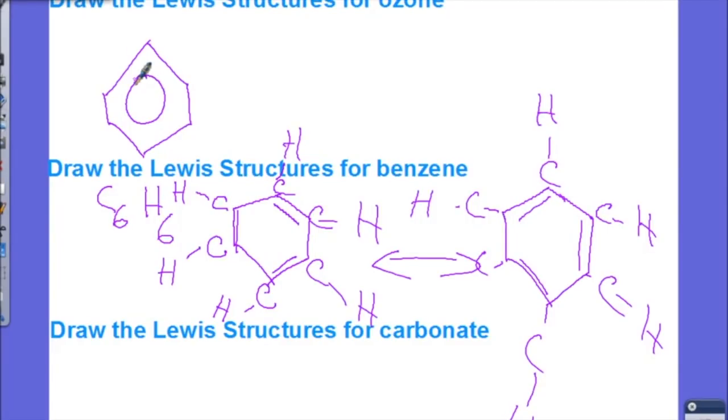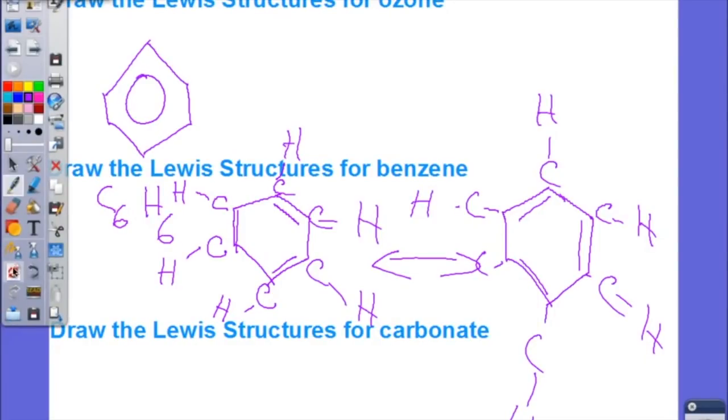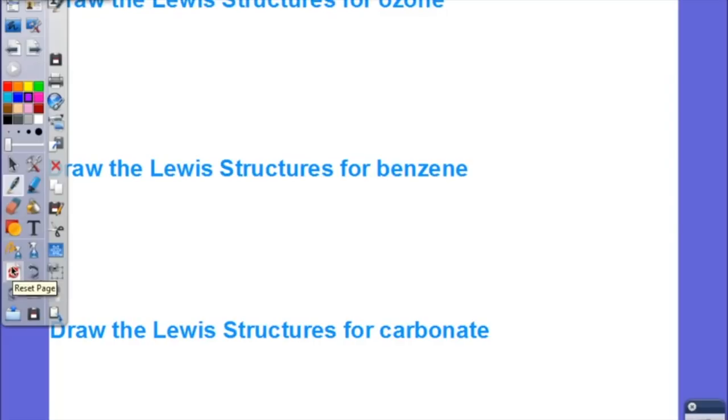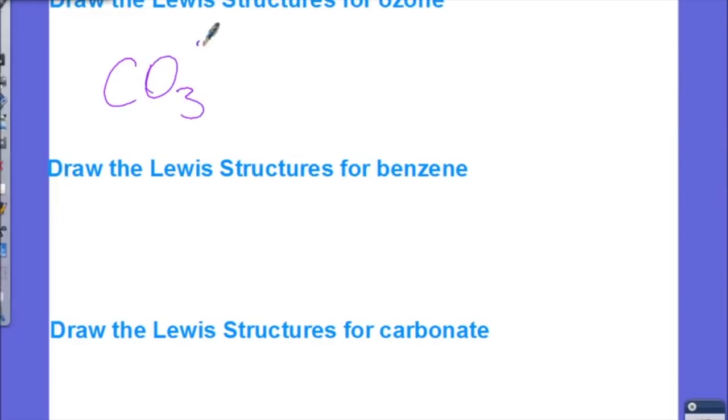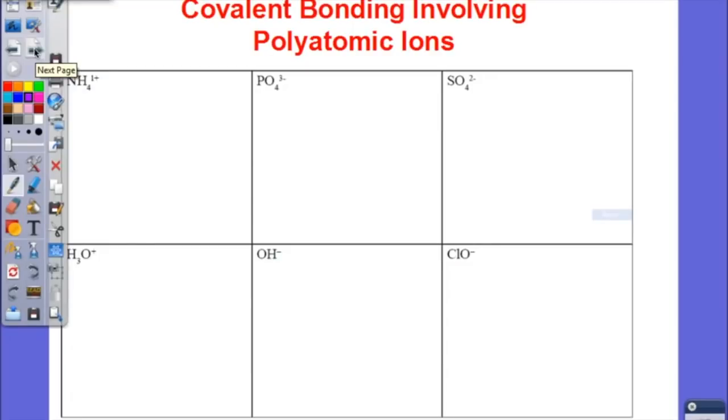Now, I'm leaving the last one as a challenge for you, the carbonate. On that same paper, write down the formula for carbonate and see later if you can draw the Lewis structures for carbonate, because it has more than one. What is the formula for carbonate? No. Carbonate is CO3 2 minus. We are going to practice how to draw Lewis structure with substances with a charge.